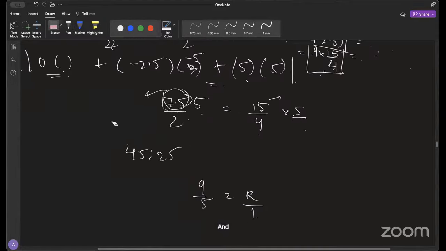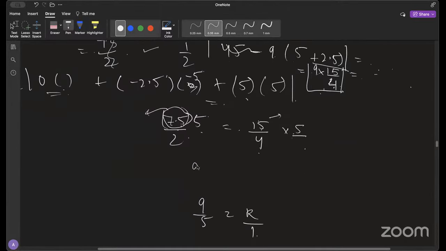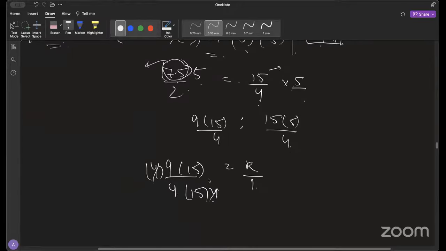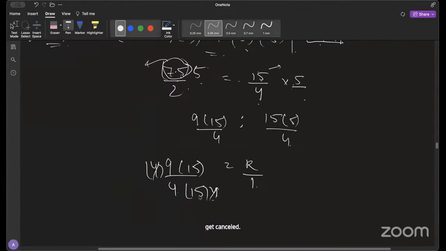And if you take the ratio, you'll have 9 into 15 by 4 to 5 into 15 by 4. So if you just divide these two things, it gets cancelled. This gets cancelled too, and you'll have 9 by 4.